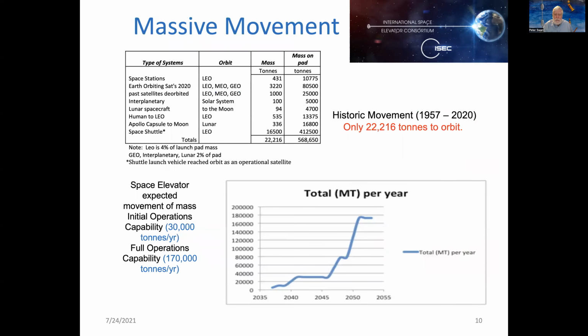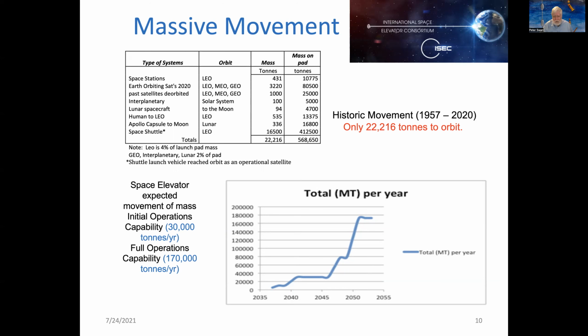Okay. Remember, back to massive movement. We've basically put 26,000 tons. This chart says 22,000. I added up all the details here. But basically, we've only put 26,000 tons into low Earth orbit mostly. And we're planning on putting 30,000 tons to GEO and beyond on our first operational year when we're at initial operations. 30,000 tons versus less than that in 60-some years. And then when we get to full operational capability, 170,000 tons.